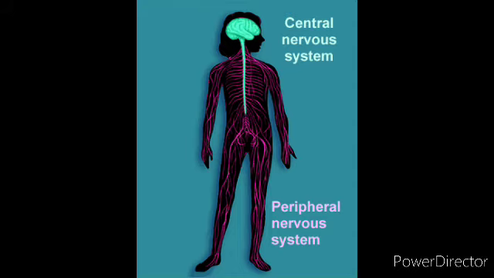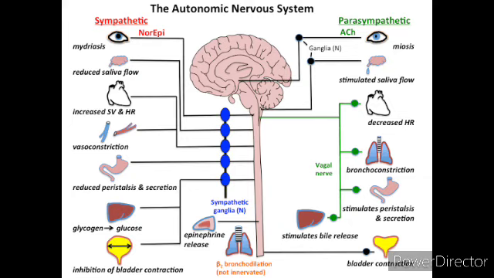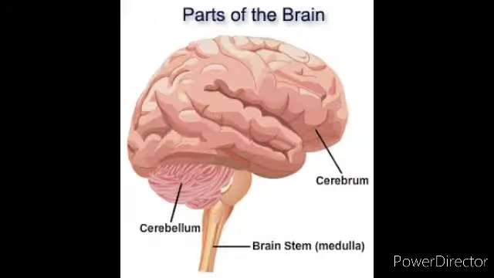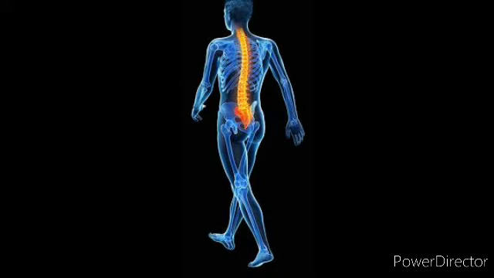The nervous system of human beings consists of the central nervous system, peripheral nervous system, and autonomic nervous system. The brain has three main parts: cerebrum, cerebellum, and medulla oblongata. Spinal cord controls reflexes below the neck.